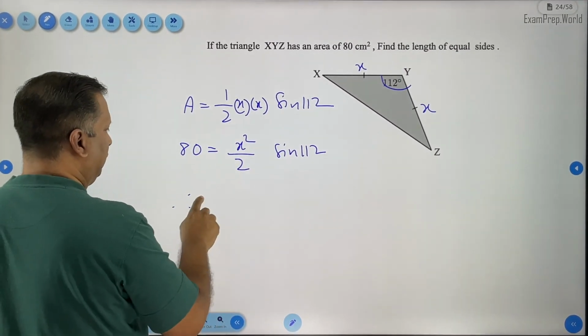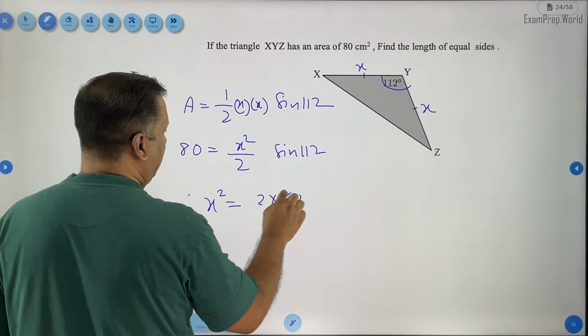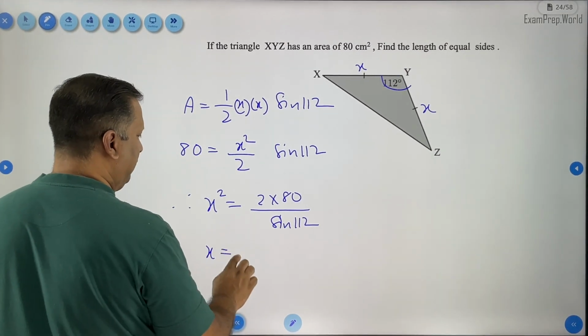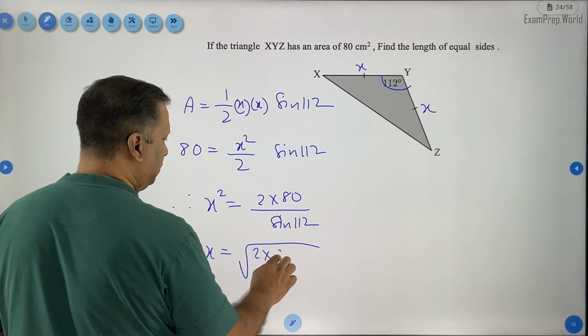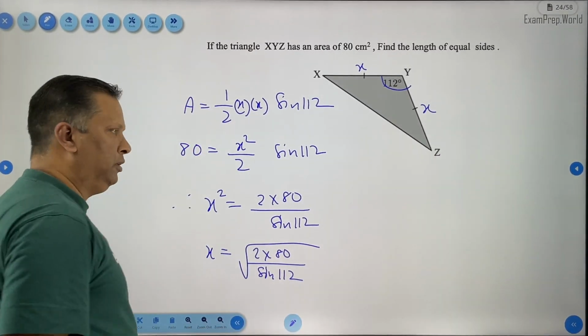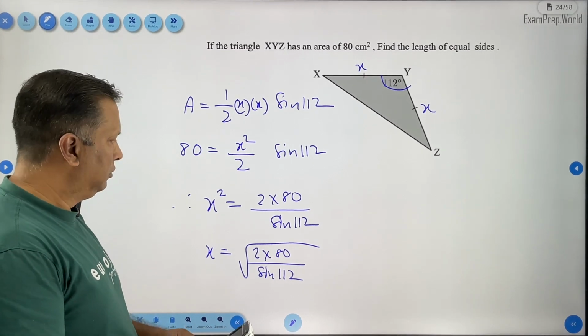Therefore x square equals 2 times 80 by sine 112. Therefore, x will be equal to the root of 2 times 80 divided by sine 112. Solve this and you will get a dimension of the triangle. Correct? So, let us do that.